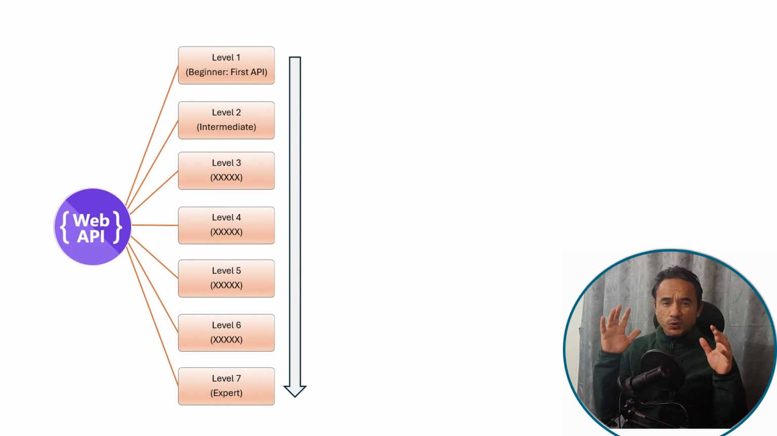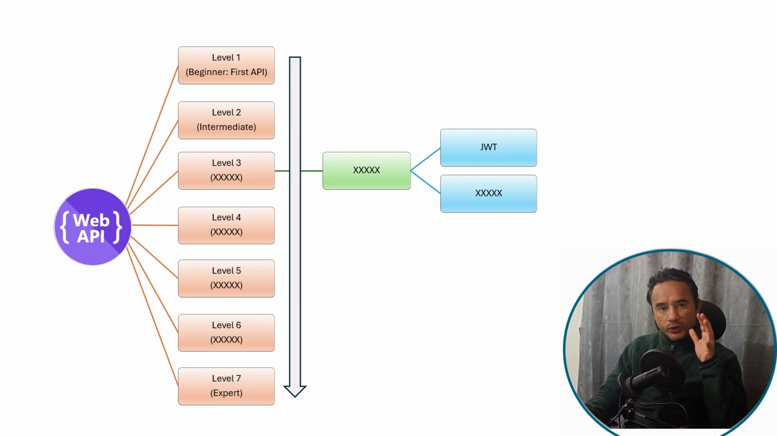Hello friends, today I'm going to show you the complete .NET Web API roadmap from beginner to expert level in 7 levels. Every level will have concepts inside it. If you are new to Web API, then follow this roadmap to learn Web API. If you already know Web API, then use this roadmap to find the gaps in your knowledge.